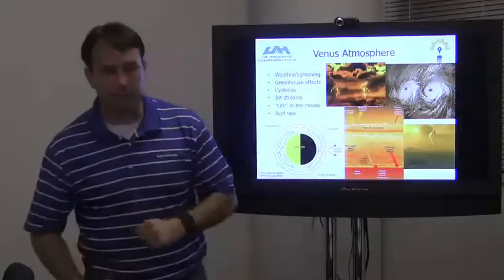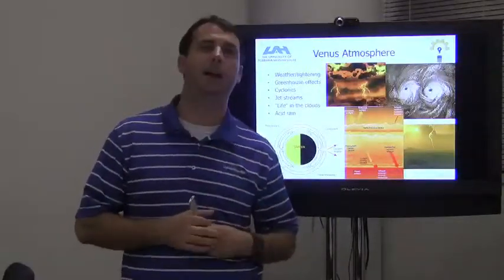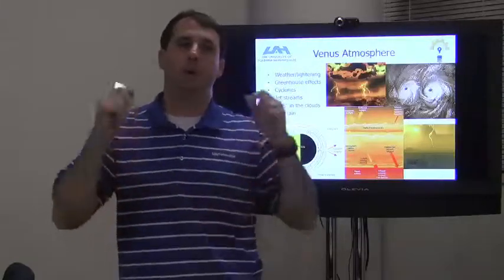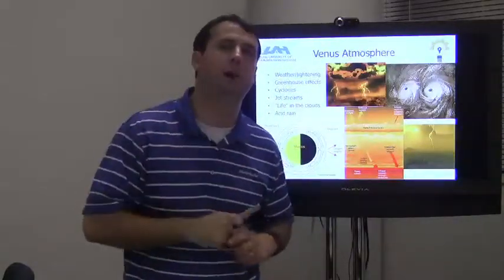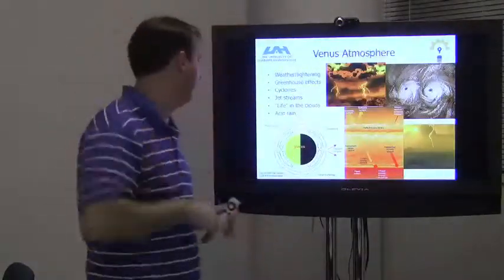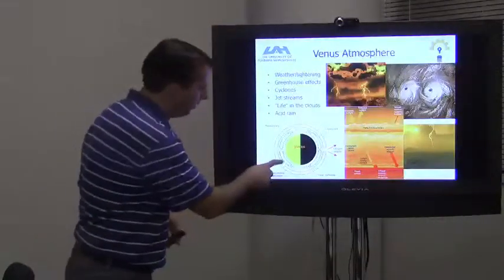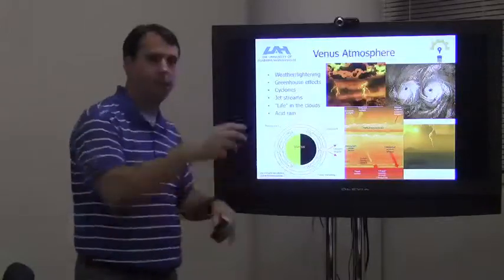And then the acid rain. Now the acid rain is interesting because it does rain. It does have sulfuric acid rain, but the rain does not reach the surface of Venus because it gets too hot and the pressure's too high. So basically, it's kind of like this. It'll fall a certain distance and then just evaporate back up.